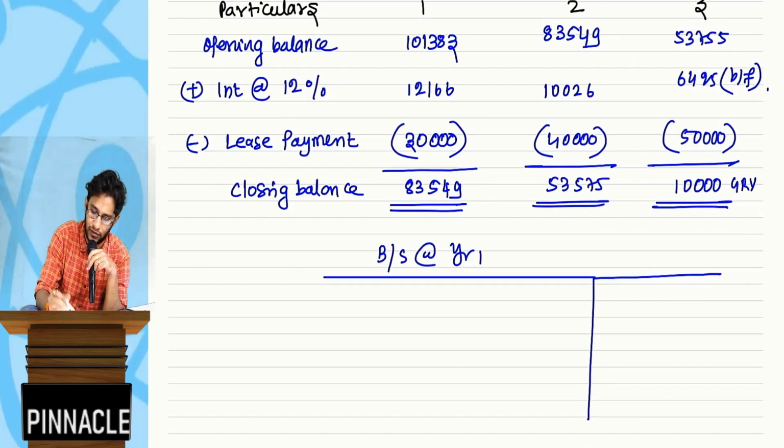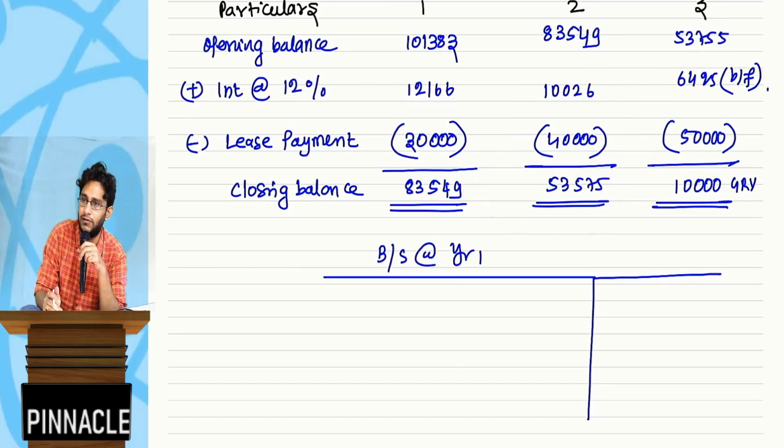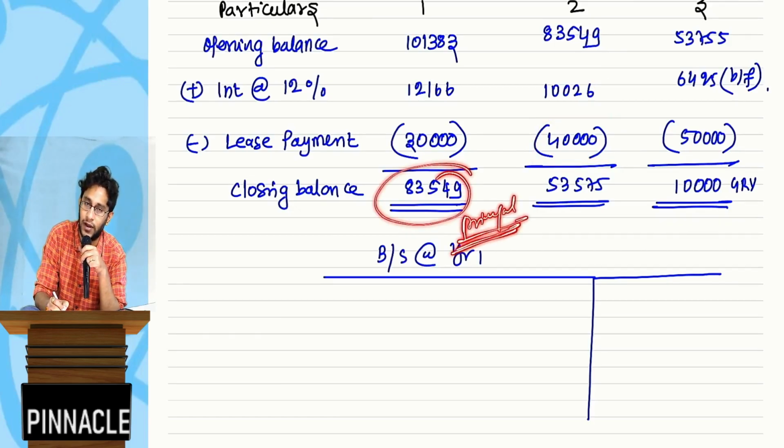Now, in 83,549, some portion you have to pay within the next 12 months, and some portion you have to pay beyond 12 months. Whatever is payable within 12 months is current. Beyond 12 months is non-current. How will you know that? What is there, sir? 40,000. Wrong answer. Why? In that 40,000, second year interest is there. But that 10,000 is not there in this 83,549. 83,549 is purely the principal amount. So what I have to work out is how much principal amount I am going to pay in the next year. That's the current liability.